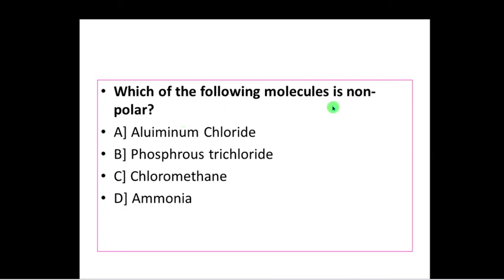Next question. Which of the following molecules is non-polar? Here option A is aluminum chloride, option B is phosphorus trichloride, option C is chloromethane, option D is ammonia. So this can be discussed based on the structure. Aluminum chloride, as I have just mentioned, go to the next slide, is the correct option. Why is it correct?